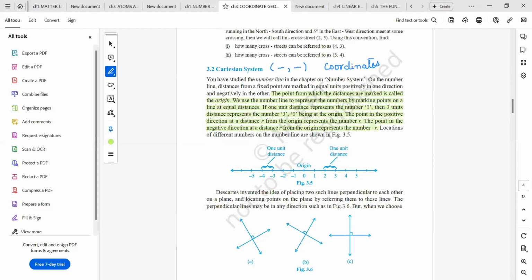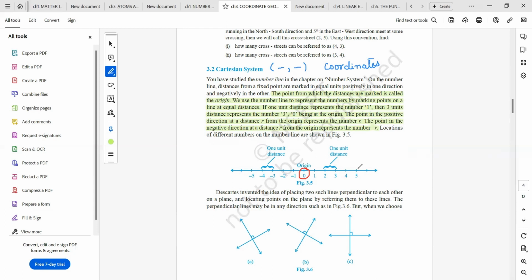Now, the point from which the distances are marked is called the origin. So here, this is the origin. We use a number line to represent the numbers by marking points on a line at equal distances. If 1 unit distance represents the number 1 and 3 units represents the number 3, then 0 is at the origin. And the distance we can define as r.